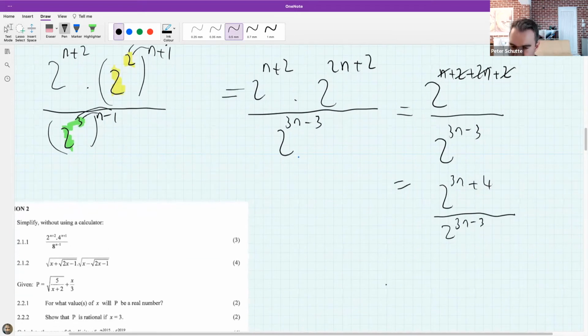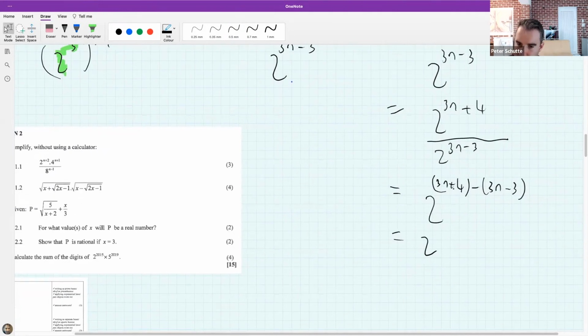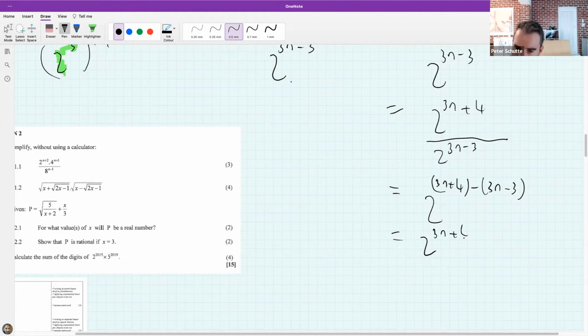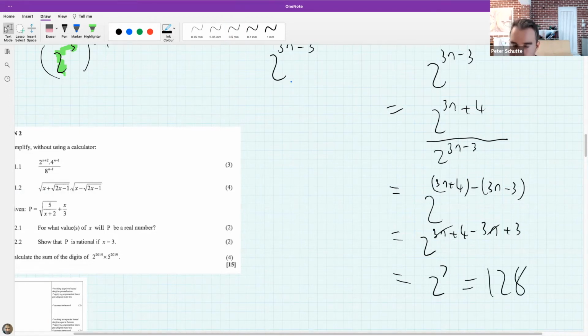There's a couple of different steps that we can use to go from here. What I think I would probably do is I would just say the bases are the same, therefore I'm going to subtract the powers, but I'm going to put that thing in a bracket so I don't make a silly mistake. So what do I get? I get 3n plus 4 minus (3n plus 3), which gives me 2 to the 7, which, off the top of my head, 8 times 8 is 64, 128.